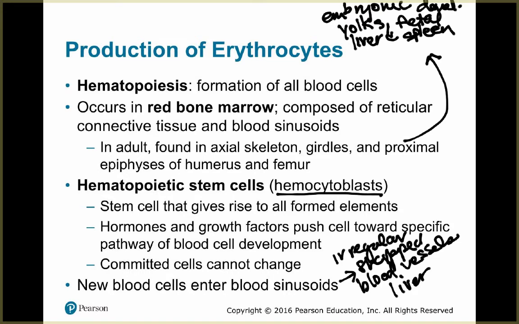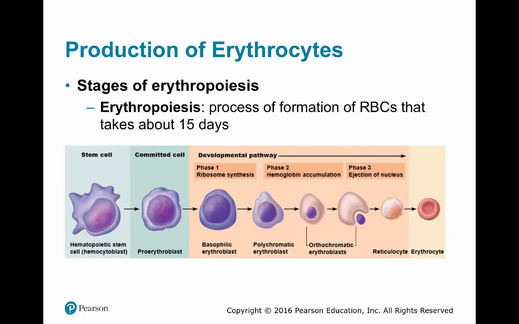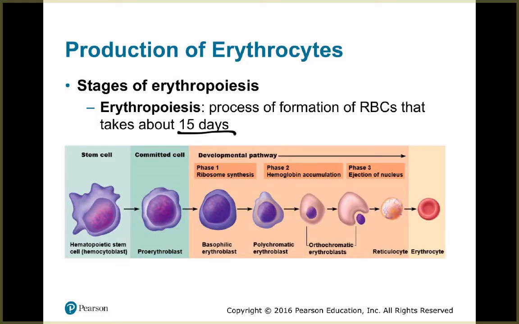So now that we've talked generally about the process of all blood cells, let's talk about production of just erythrocytes here. When we're making erythrocytes, it's the process of erythropoiesis. And that's the formation of red blood cells or erythrocytes. It takes about 15 days, guys. And so you see, basically, we have that hemocytoblast that we initially have.